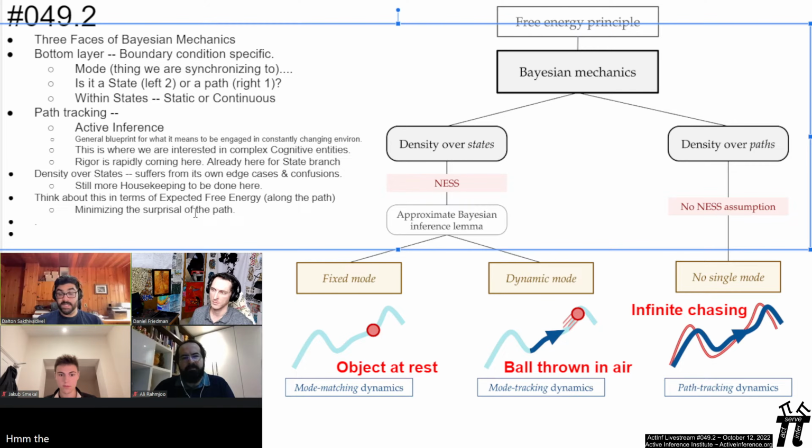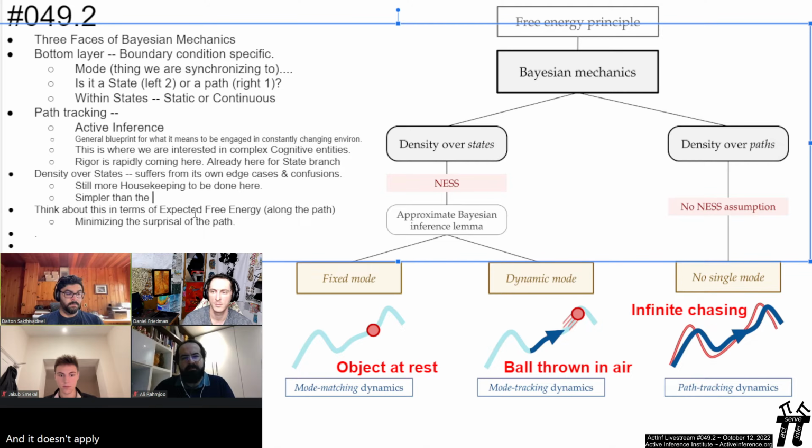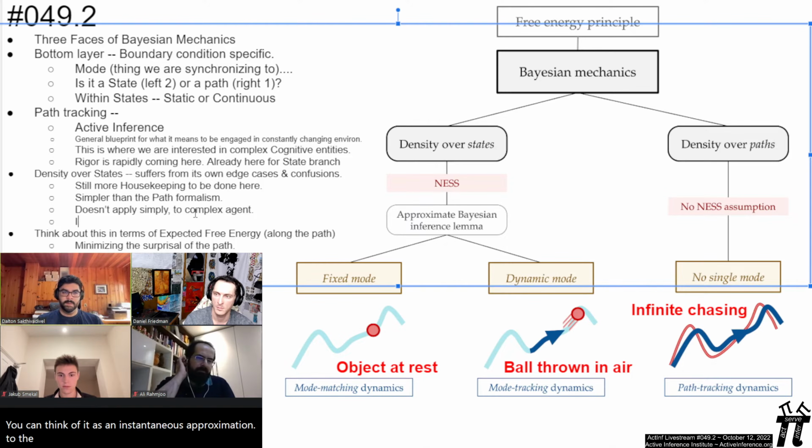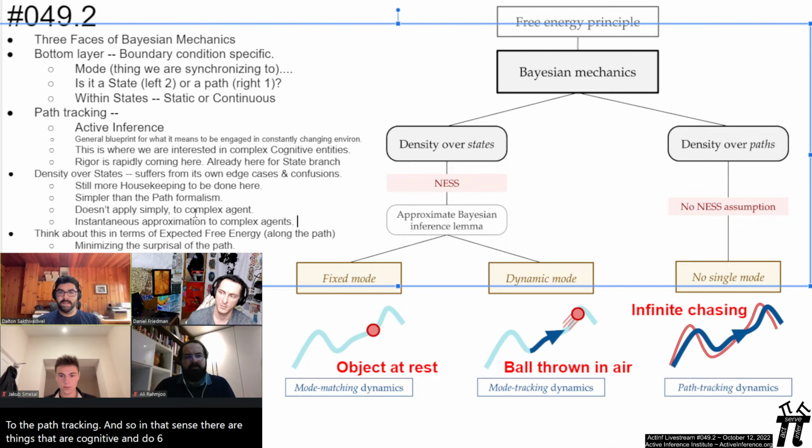The density over states formalism is much simpler, and it doesn't apply very strongly to very complex agents. You can think of it as an instantaneous approximation to the path tracking. And so in that sense, there are things that are cognitive and do fixed mode tracking, or what we call mode matching. But if you think about it, that is, again, an instantaneous approximation to the path tracking setup.